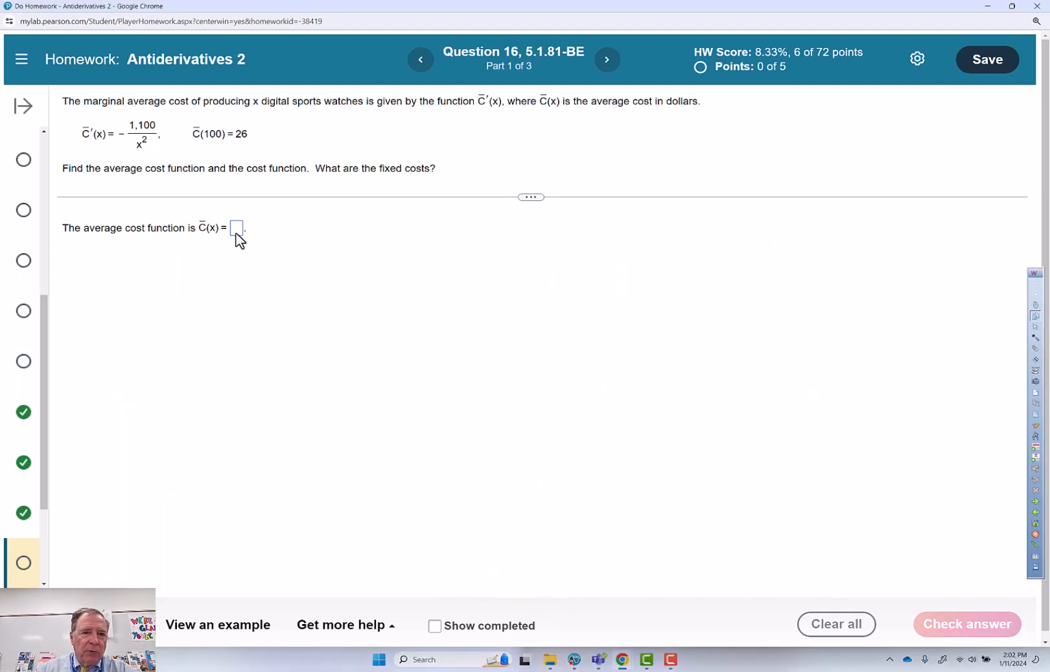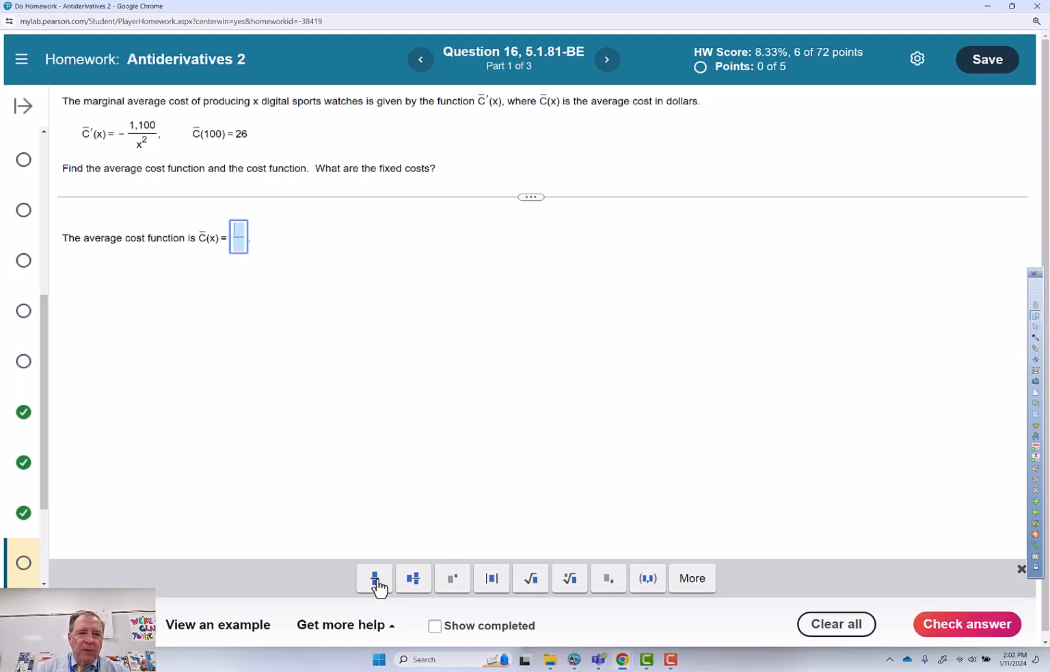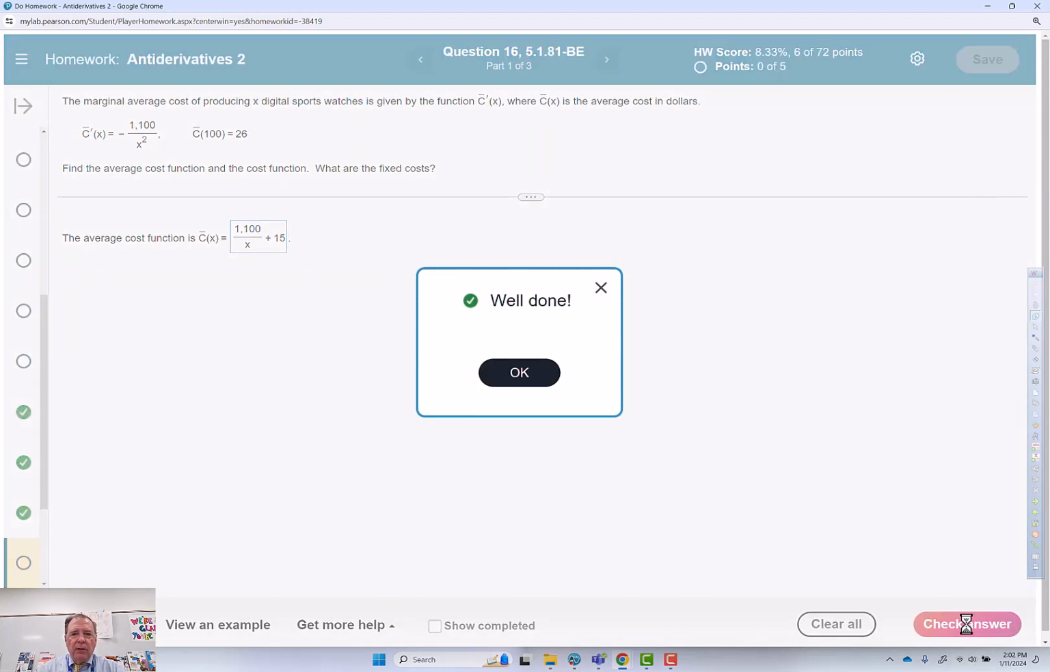So we'll just replace that, and that's our C bar of x, which is the first thing they're asking for. So that is 1100 divided by x plus 15. Check answer. Well done.